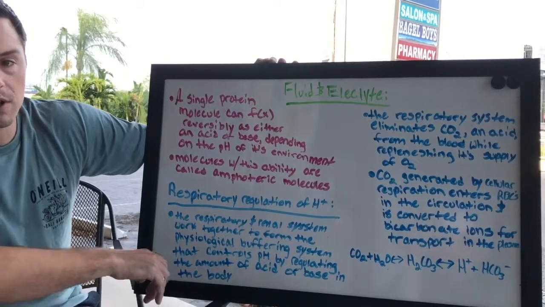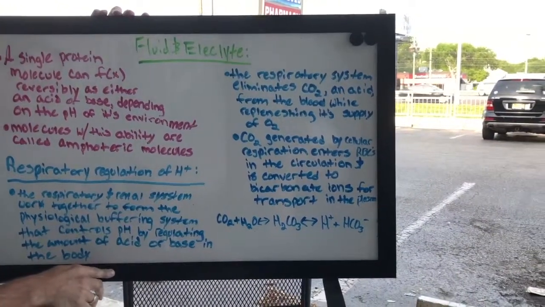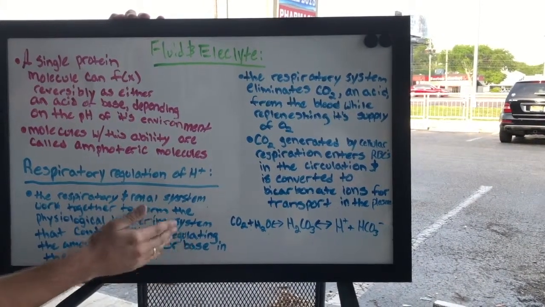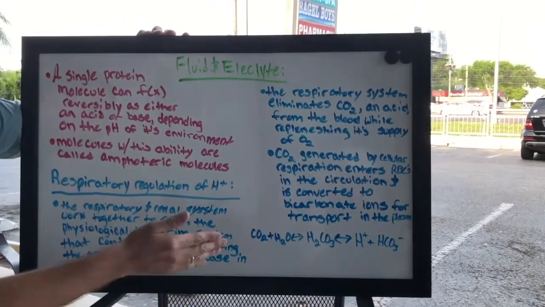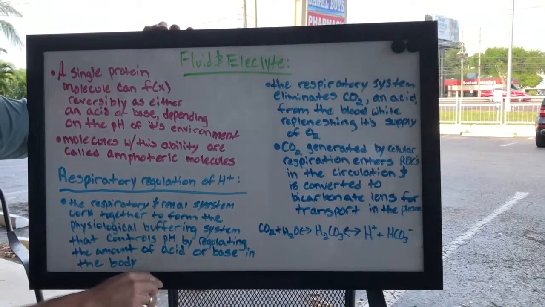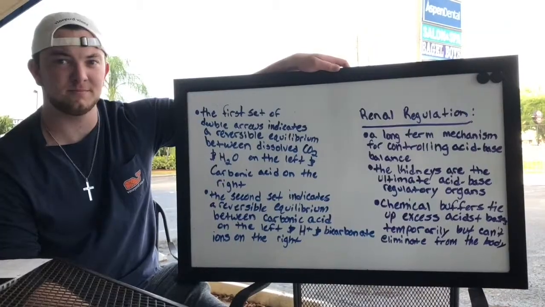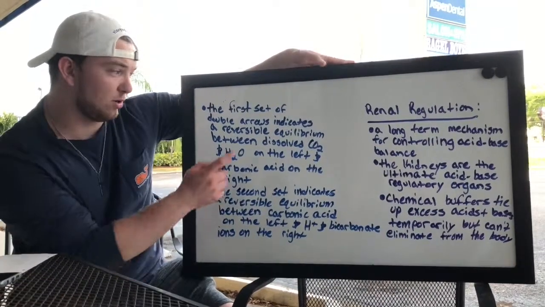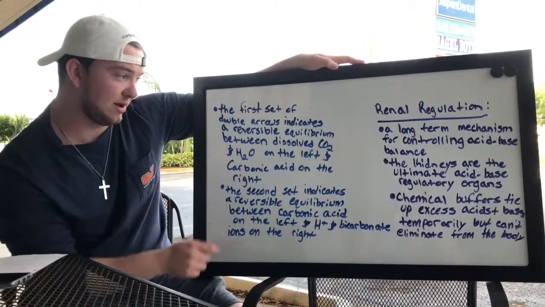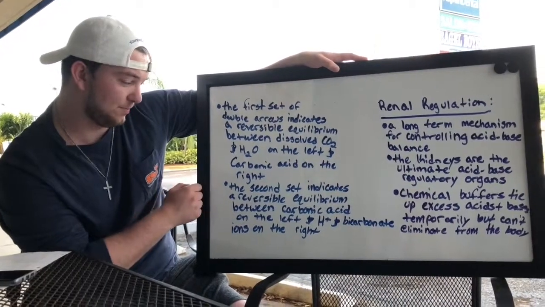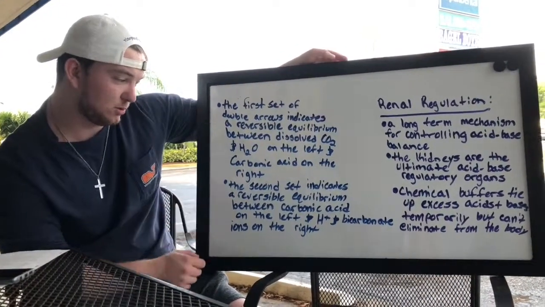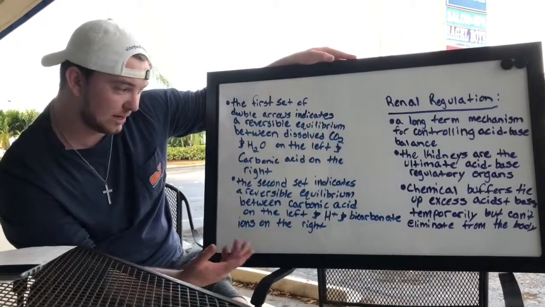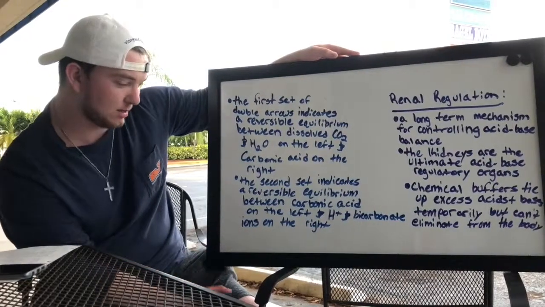Carbon dioxide generated by cellular respiration enters red blood cells in the circulation and is converted to bicarbonate ions for transport in the plasma. As you can see here, the chemical equation, CO2 plus H2O can form either way to H2CO3, and then it's double arrows again to H+ plus HCO3-. The first set of double arrows indicates a reversible equilibrium between the dissolved CO2 and water on the left and carbonic acid on the right. The second set indicates a reversible equilibrium between carbonic acid on the left and H+, or hydrogen ions, and bicarbonate ions on the right.